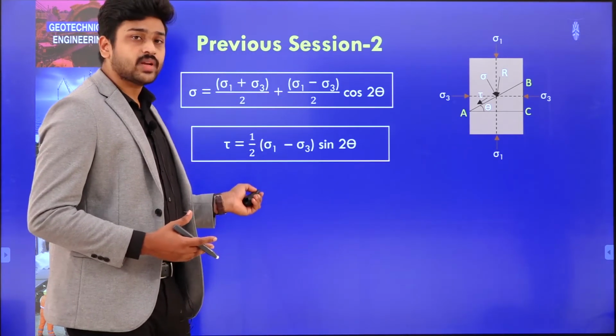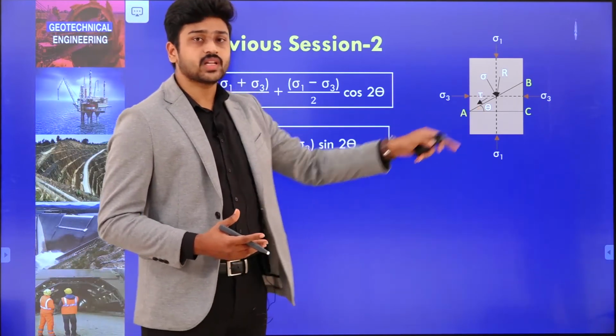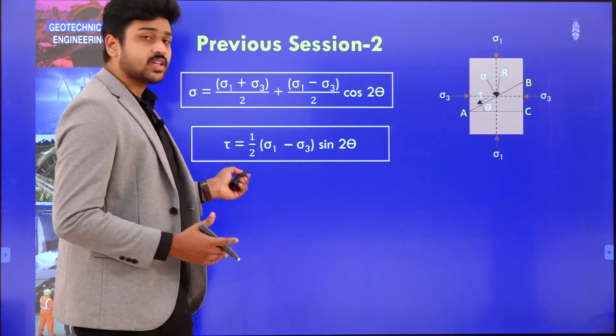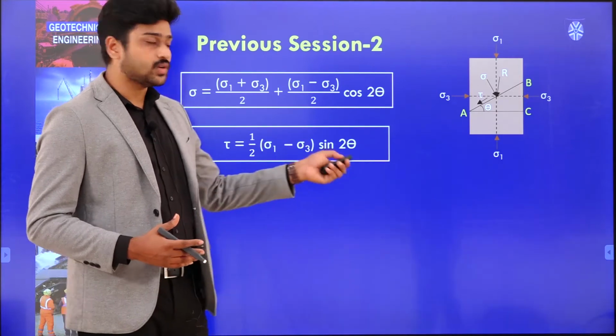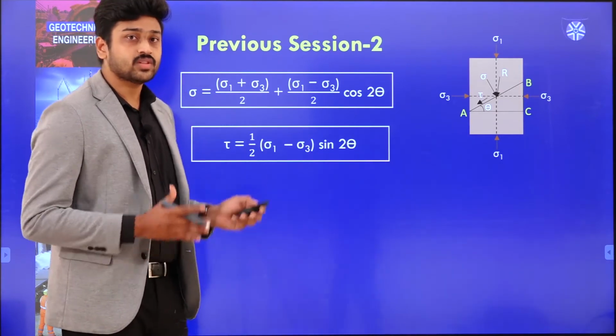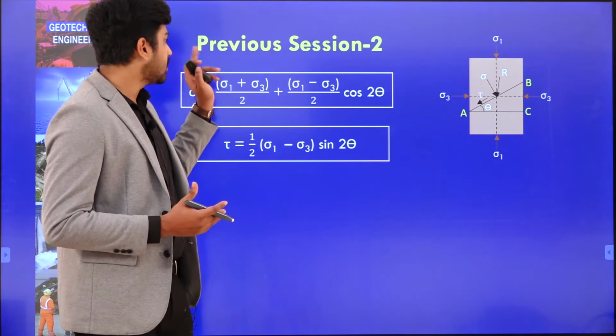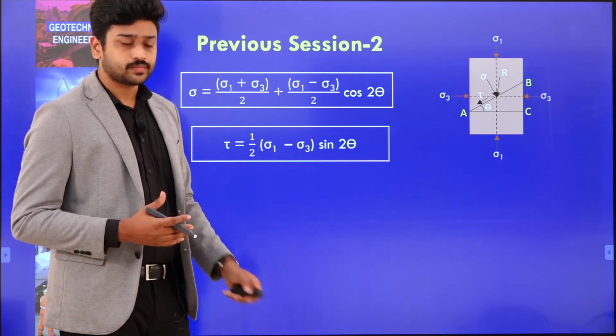Similarly, we obtained the shear stress, tau, on this failure plane, that is, (sigma 1 minus sigma 3) by 2 into sin 2 theta. So, this we have understood and derived in our previous session number 2.